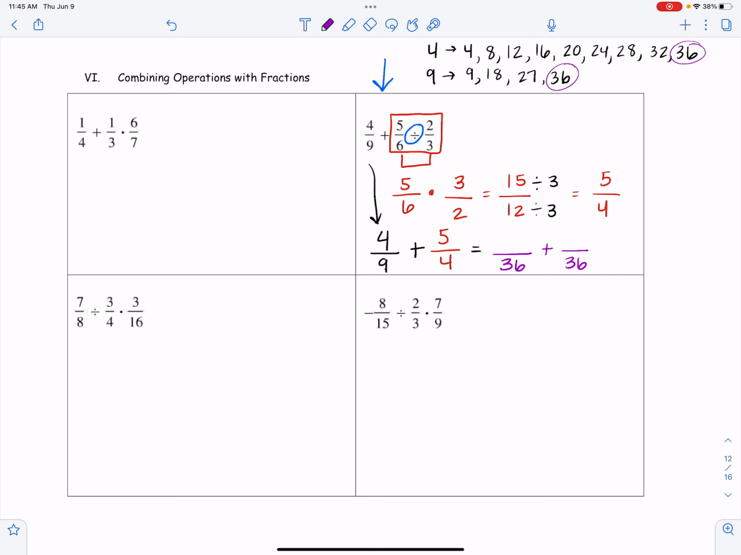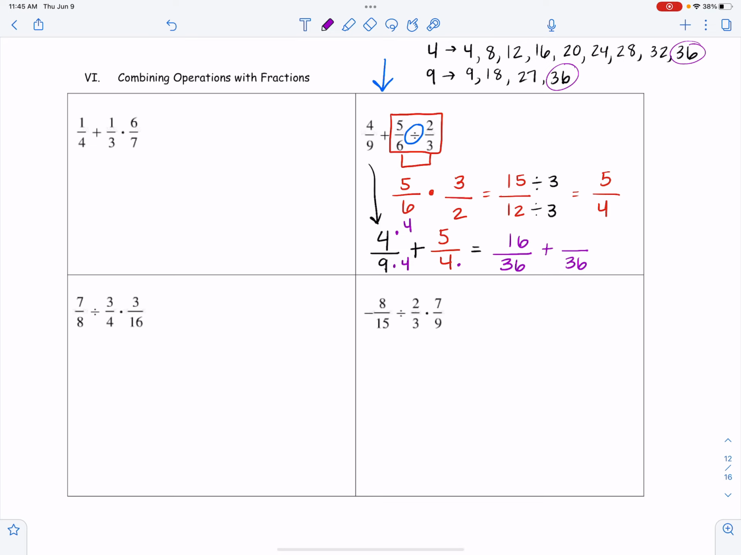So, looking at what has to happen, all right, that first denominator is a 9. To make it 36, it's got to be multiplied by 4. So whatever I do to the denominator, I've also got to do to the numerator. So that 4 will also be multiplied by 4, and this becomes 16/36.